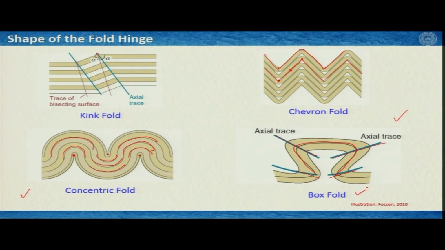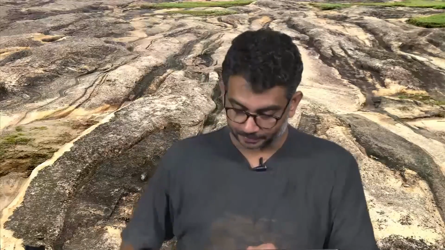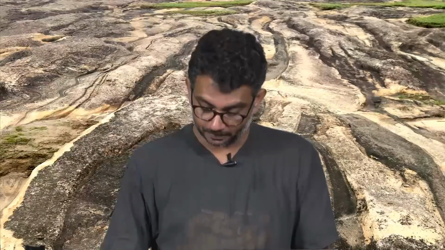And sometimes we see these kinds of folds when we deform thin multilayers of contrasting competence. So, based on the shape of the fold hinge, we define it as kink fold, chevron fold, concentric fold and box fold, and they are mostly identified or classified based on their appearance and the geometry of the hinge.